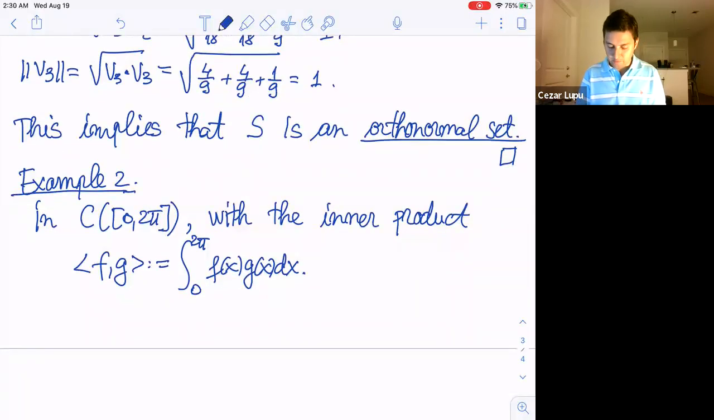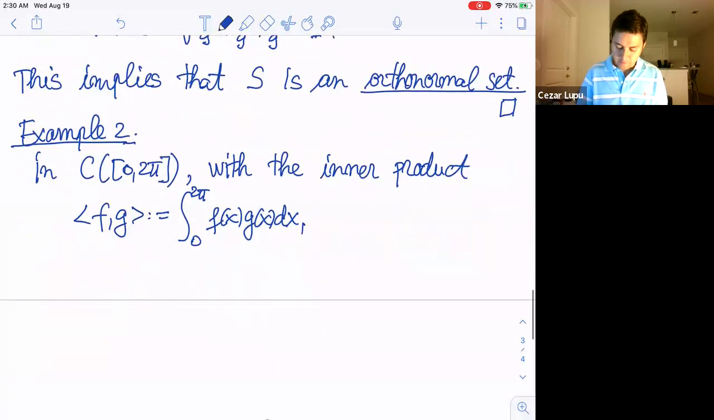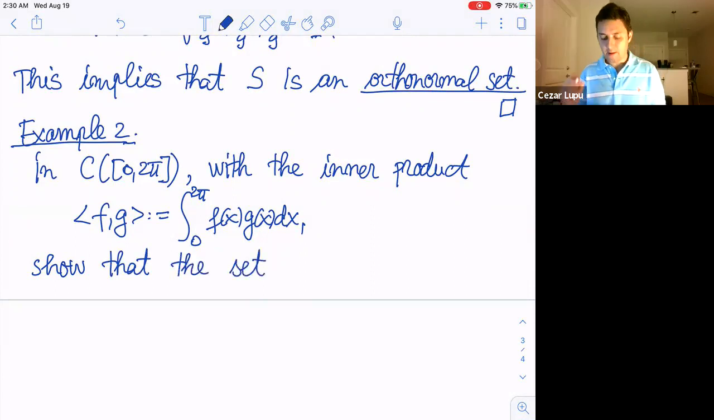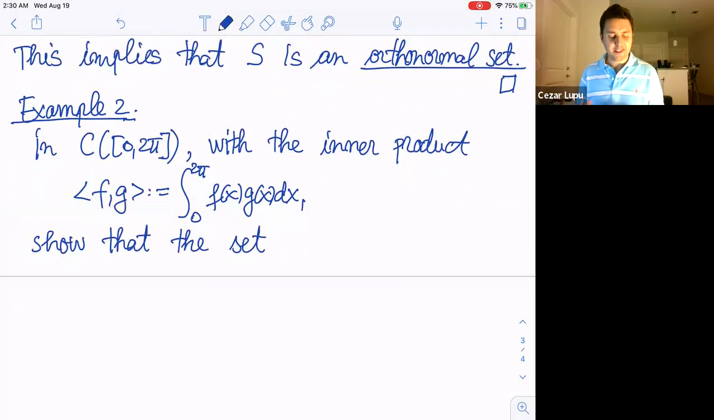Here, we want to show with this that the set, and here is a very interesting fact, because this set will be very important in PDEs when you talk about the Fourier series, when you want to see the Fourier series of a solution to the heat equation or wave equation. And this orthonormal set pops out many times there.